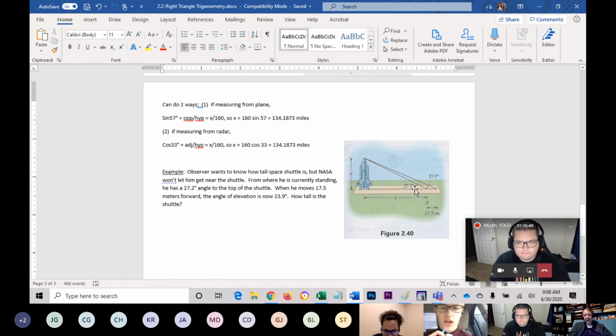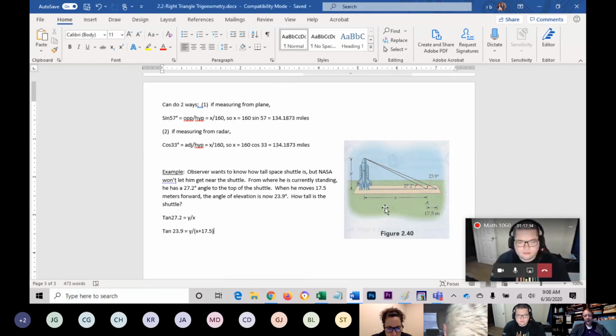So let's talk about this first distance. We know we're looking at the opposite over the adjacent, right? We don't care about the hypotenuse really. So we know that the tangent of 27.2 degrees, according to my picture here, is going to be y over x. And what's the tangent of 23.9 degrees? It'll be y over x plus 17.5. Correct. x plus 17.5. Okay.